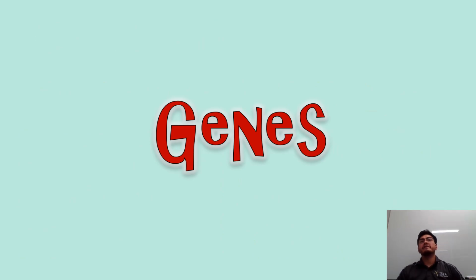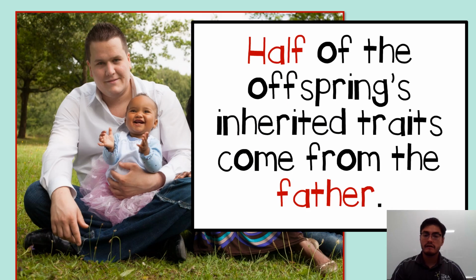Now, genes. We didn't talk about it too much when we were in class, but genes come from our DNA. They're kind of like a little map, a code that decides what the organism is going to look like. So DNA, genes, half of it we get from our dad, and then the other half we get from our mom.